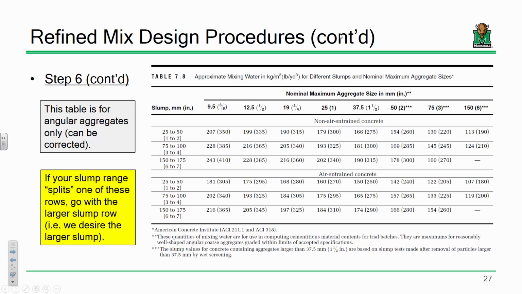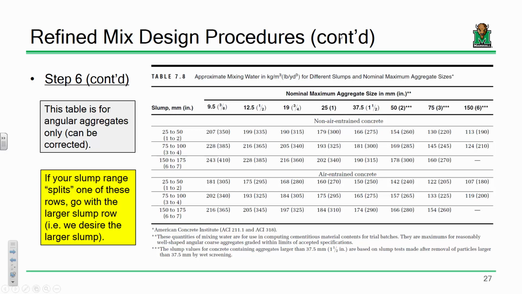So based on a target slump and based on a nominal maximum aggregate size and whether or not you're dealing with non-air entrained or air entrained concrete, we can determine the weight of water that would be required for a given mix. Now, a couple things to point out. Number one, this table is only produced for angular aggregates. It's for the worst case scenario. So if you're dealing with sub-rounded or so on and so forth, you would actually decrease the amount of water that you use based on that.